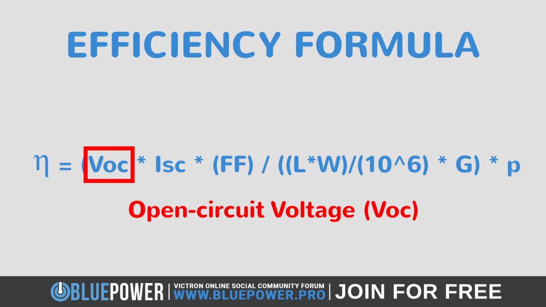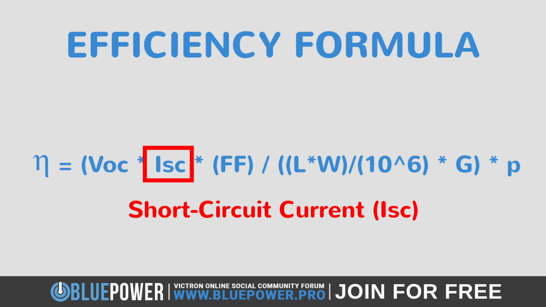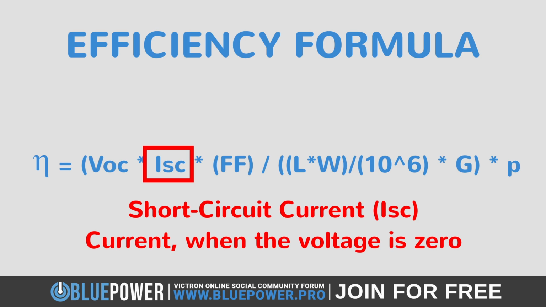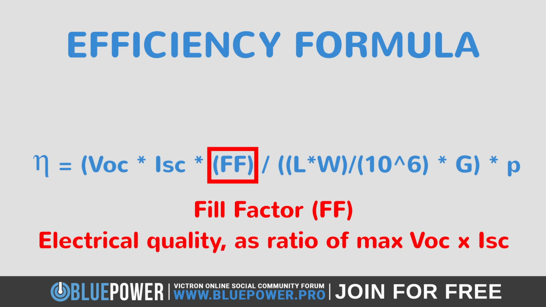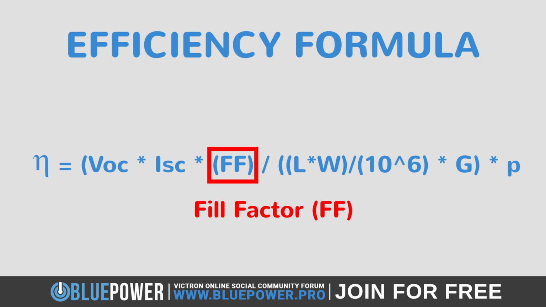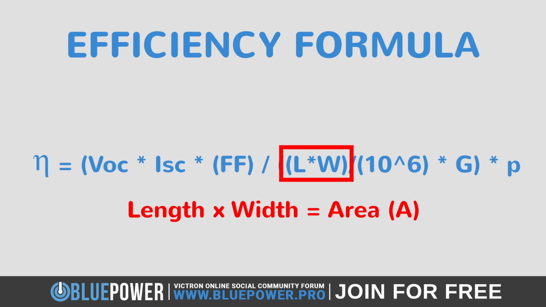VOC, or the open circuit voltage, represents the maximum voltage the module can produce when not connected to a load. ISC, or the short circuit current, is the current through the solar module when the voltage across the cell is zero. FF, or fill factor, is a measure of the cell's electrical quality, defined as the ratio of the maximum obtainable power to the product of VOC and ISC. The fill factor has its own mini formula using the maximum power point voltage and current, which we will look into shortly as well. L and W are the length and width of the cell, respectively, typically measured in millimeters.